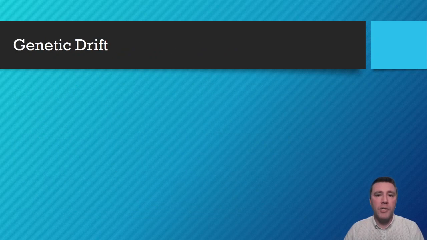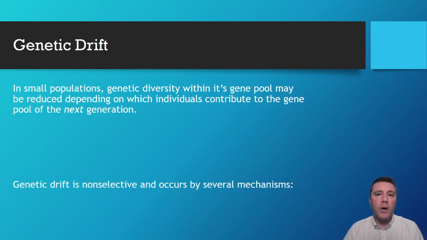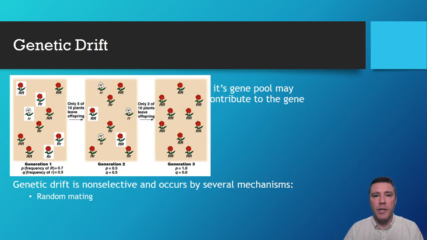When a population is small, chance plays a bigger role in influencing the allele frequency of a subsequent generation. Chance events cause allele frequencies to fluctuate unpredictably from one generation to the next. Occurring by several mechanisms, genetic drift is non-selective. Consider this small wildflower population.